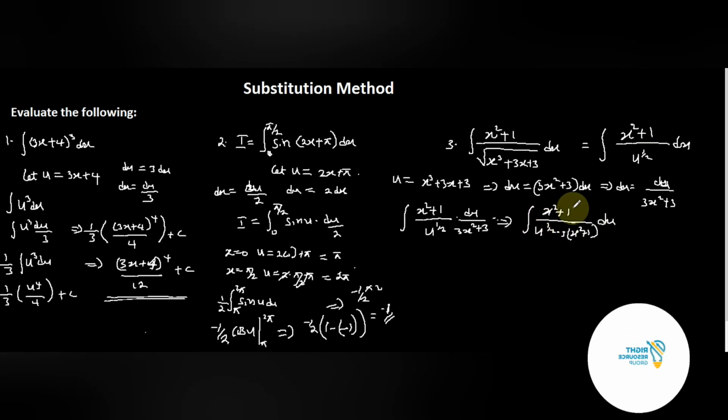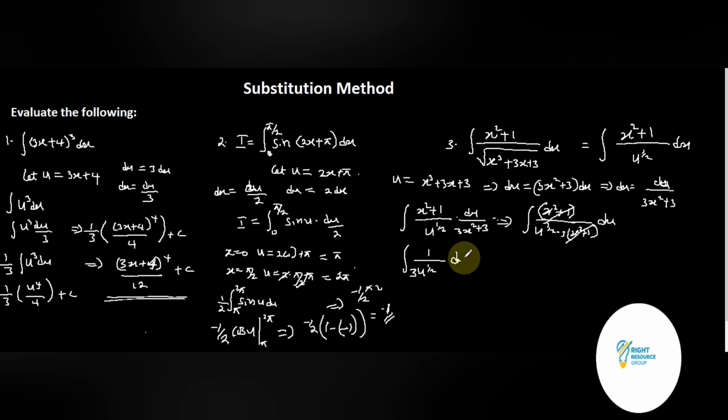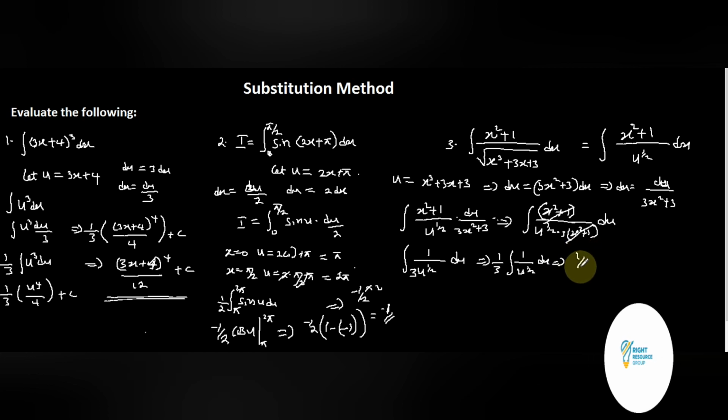So that means we now have x squared plus 1 here, and we have x squared plus 1. So this will divide this. So we'll be left with integral of 1 divided by u raised to the power of 1 over 2, and we have 3 here, and this is the du. So that means 1 over 3 can go outside, and you'll be left with 1 over u raised to the power of 1 over 2 du, and you also have 1 over 3 integral of u raised to the power of minus 1 over 2 du.